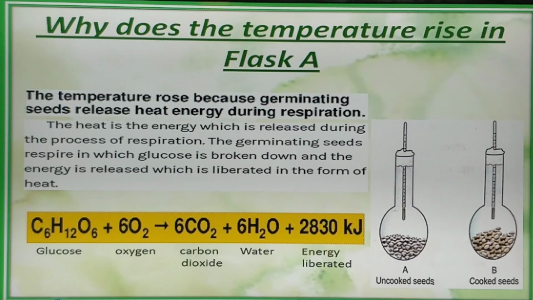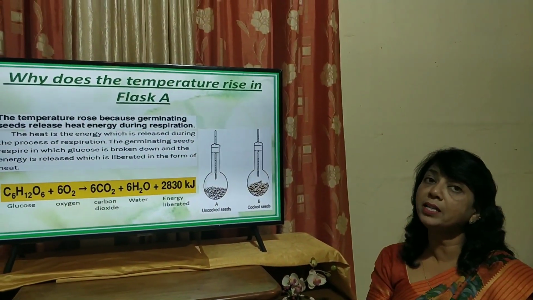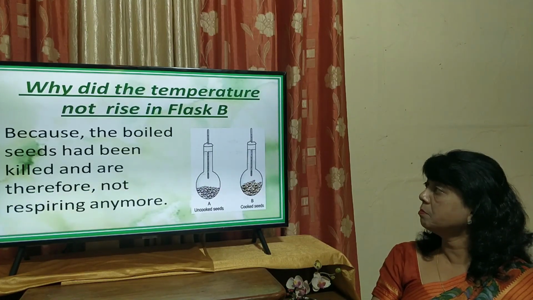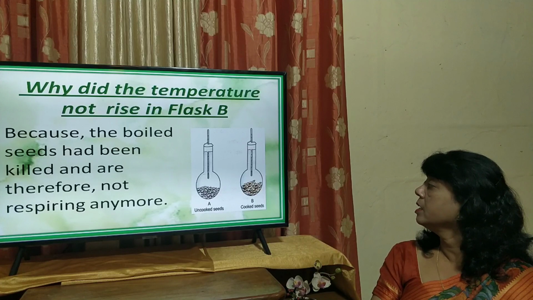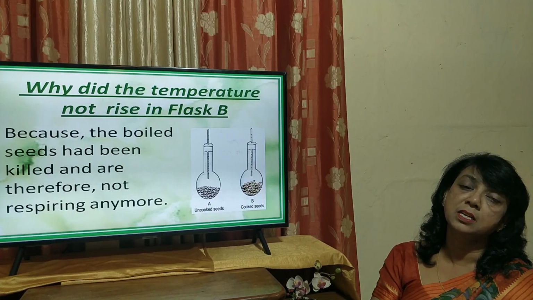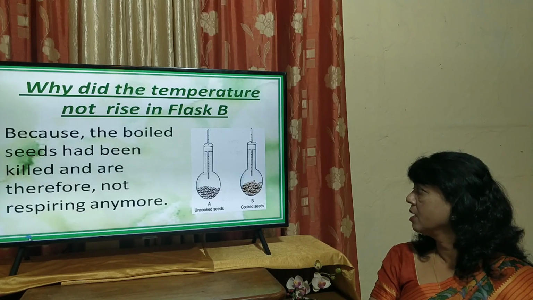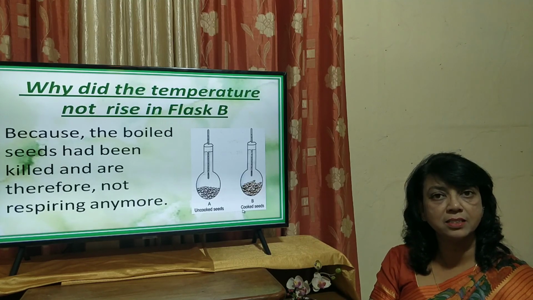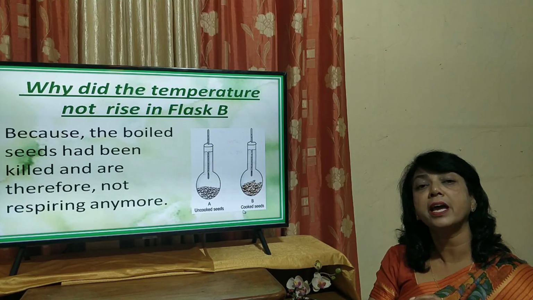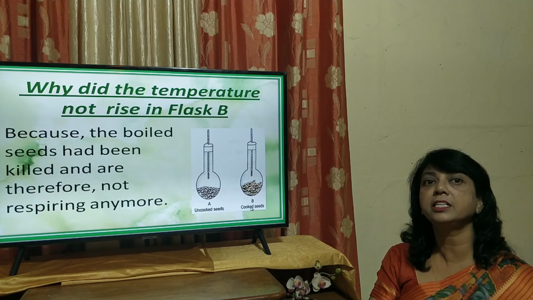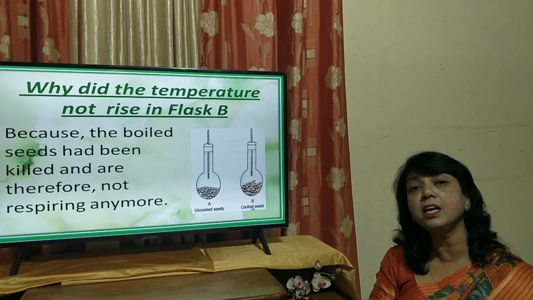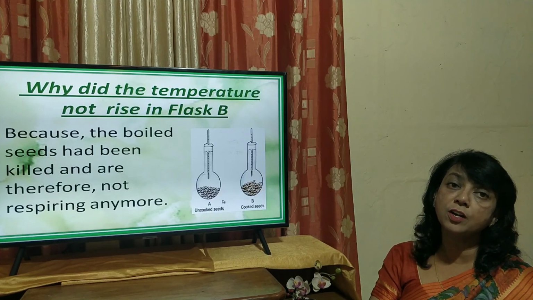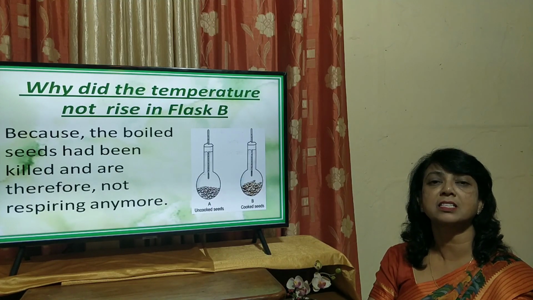But then a question arises: why did the temperature not rise in flask B? That means that in flask B we had kept cooked or boiled seeds, and you know that after boiling the seeds get killed, and so they did not show any sign of respiration. They did not respire, they did not give out any gas. This is the reason that the temperature did not rise in flask B.